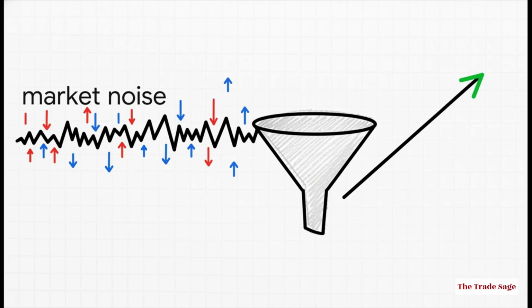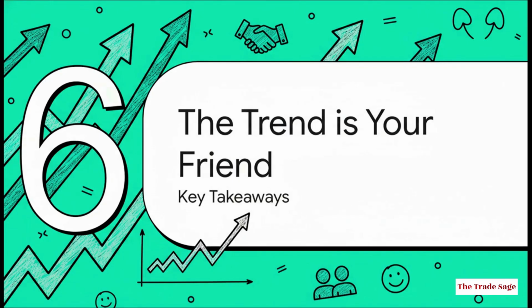And this is why the crossover system is so powerful. It acts as a filter. By forcing you to wait for two different averages to agree, it demands stronger proof that a real, sustainable trend is actually starting. This is what helps traders stay out of those choppy, sideways markets and avoid getting whipsawed to death. So, after all that, what are the most important things to take away from this?